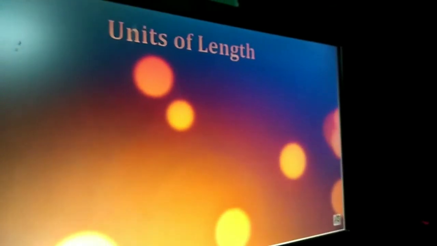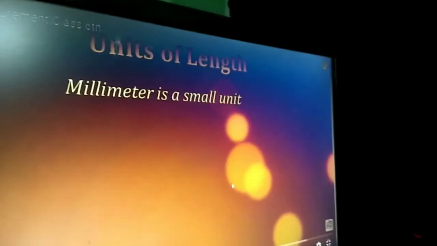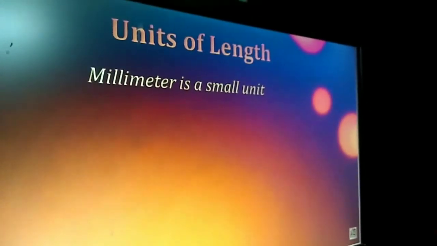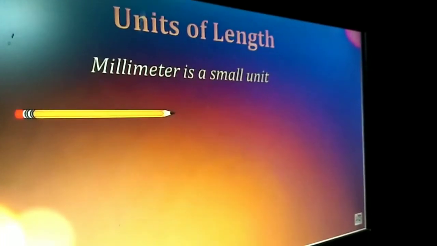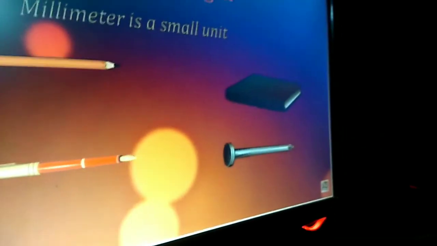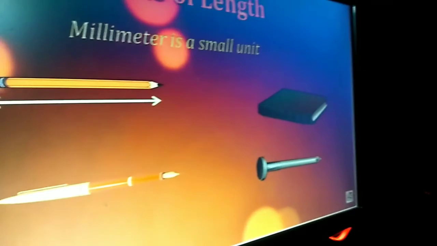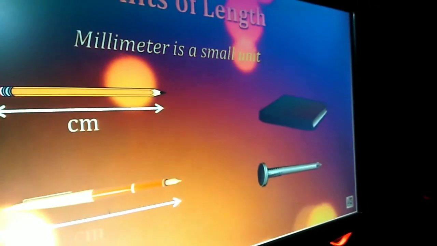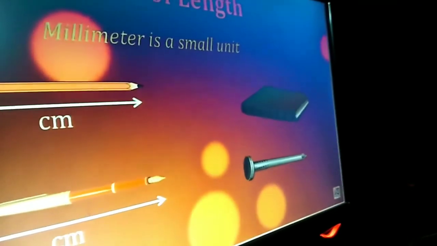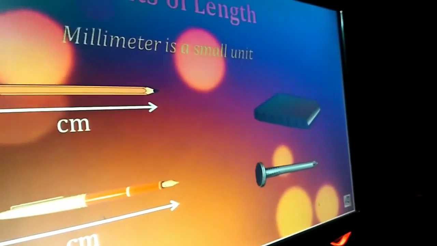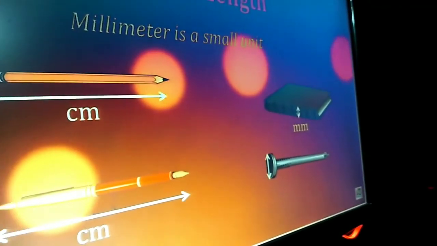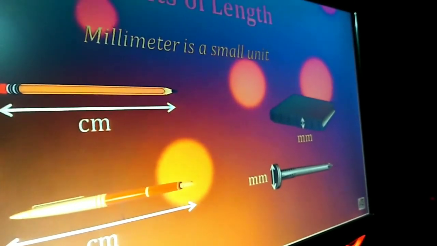Units of length. Millimeter is a small unit. There are many types of materials of different sizes, such as pencil, pen, books, nail. The pencil and pen are measured in centimeters, but if we want to measure the thickness of the book shown, how can we measure it? And if we want to measure the length of a nail, then we will use a similar unit, millimeter. Millimeter is a smaller unit.